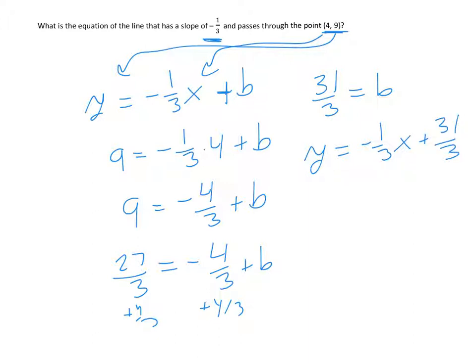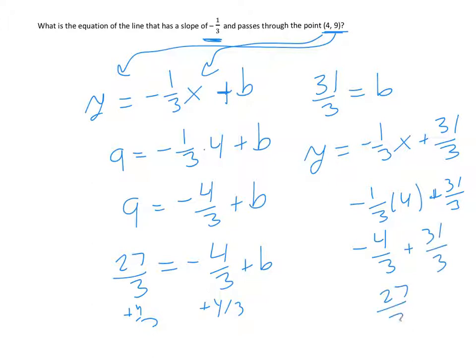And again, this is a lot going on. I really want to make sure I got this right. So I'm going to plug in 4 for x. Negative 1/3 times 4 plus 31 over 3. So what do I get? I get negative 4 over 3 plus 31 over 3, which is 27 over 3, which is 9, which is again what I was supposed to get if I plug in 4. So it's just a way to confirm my answer is correct.